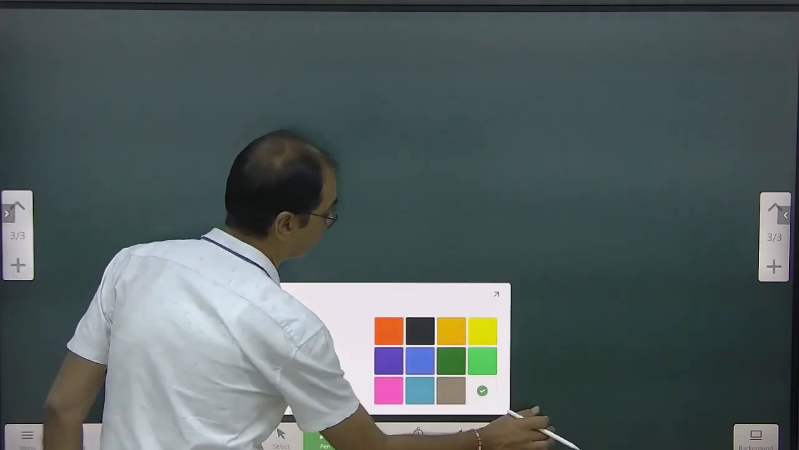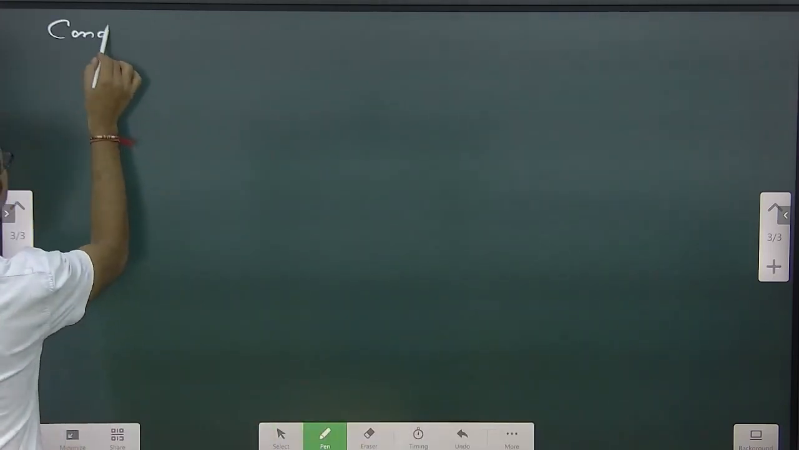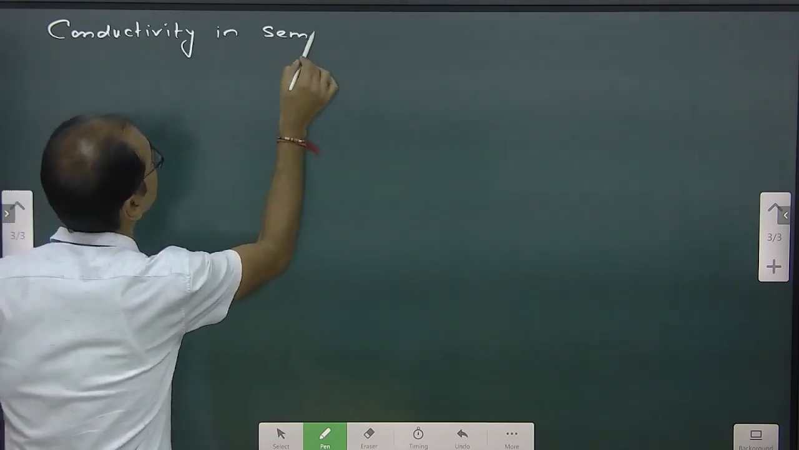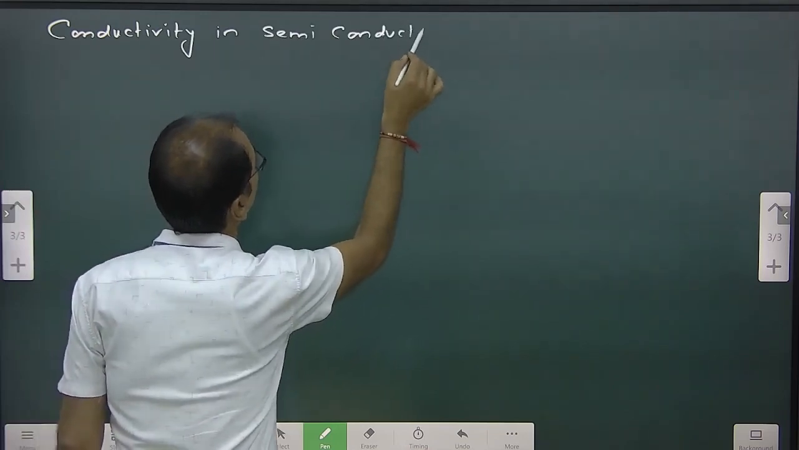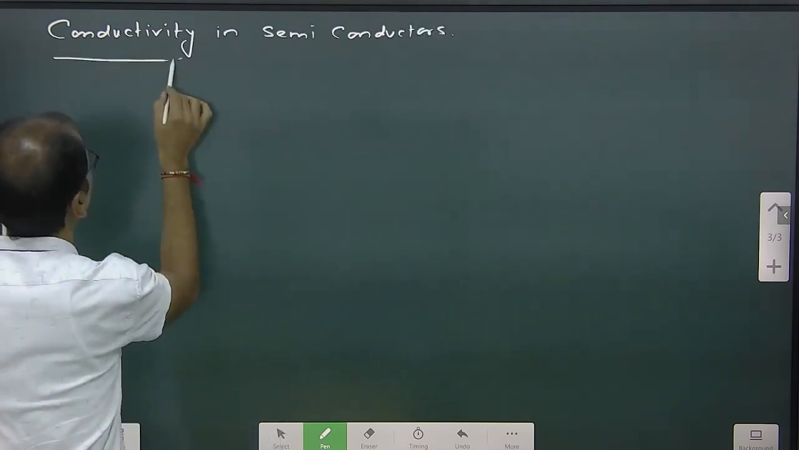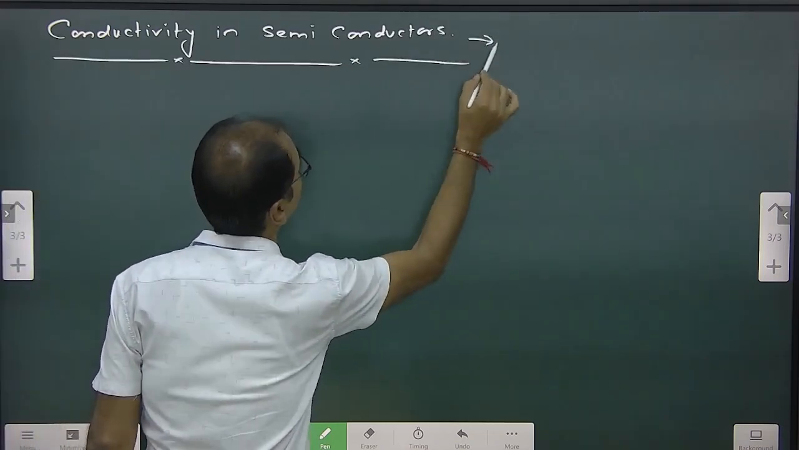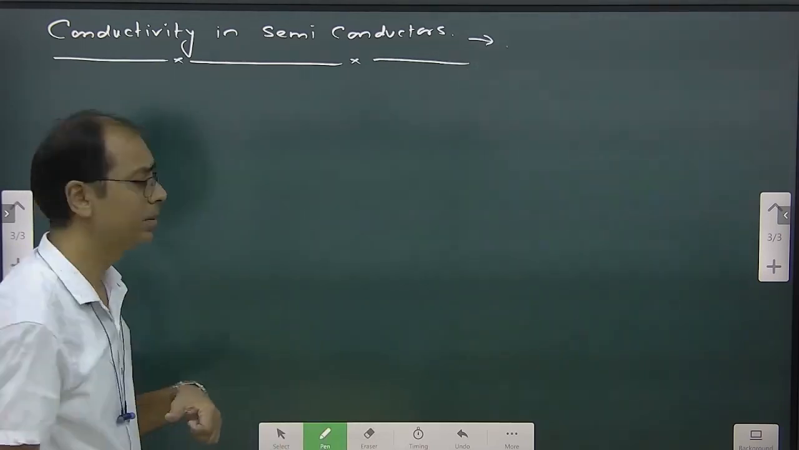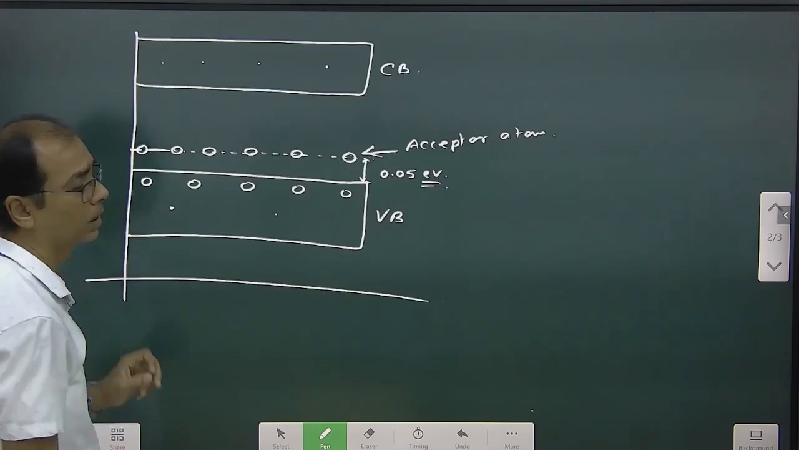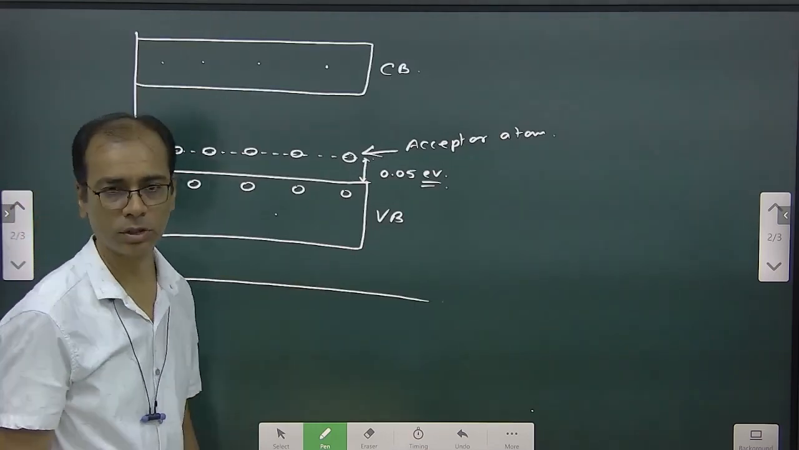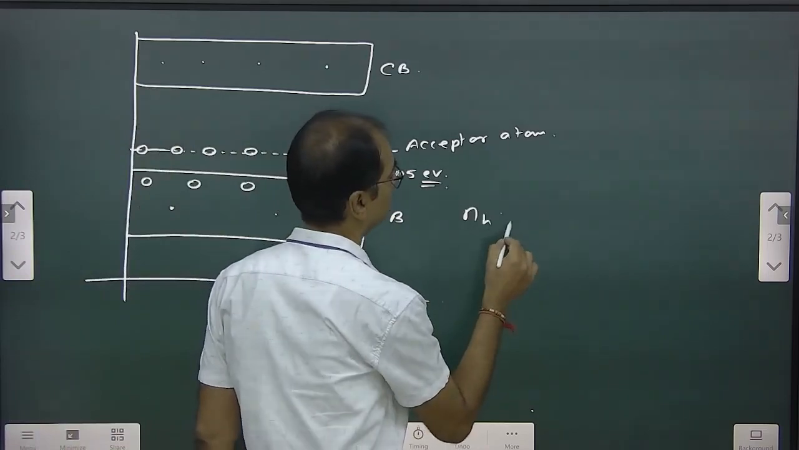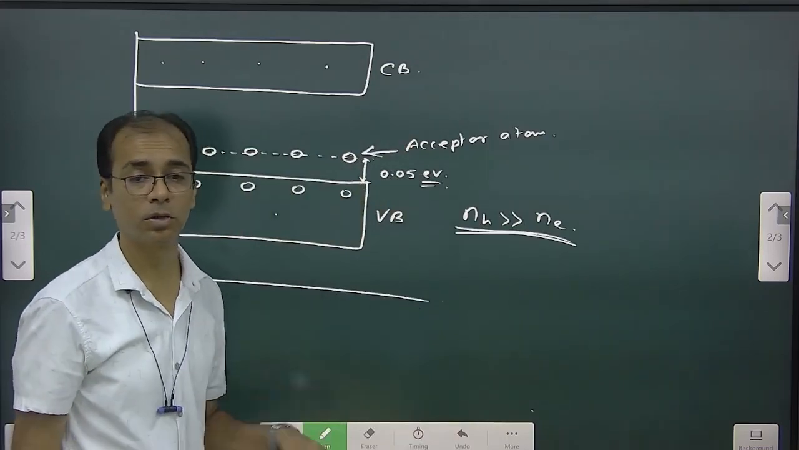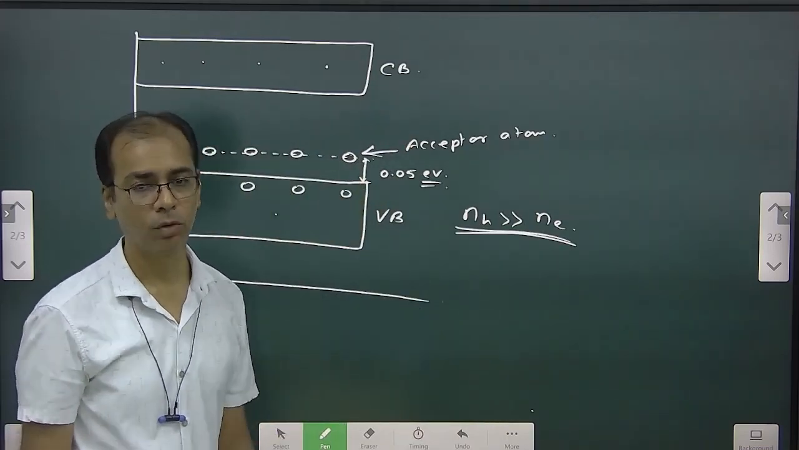Right, let's talk about conductivity. Conductivity in semiconductors. We all know that conductivity is because of holes and electrons. Both are available. One is the majority charge carrier, one is the minority charge carrier. In P-type semiconductor, the number of electrons was way less than the number of holes, so n_h is greater than the number of electrons. Whereas in N-type semiconductor, the number of electrons was greater than the number of holes.